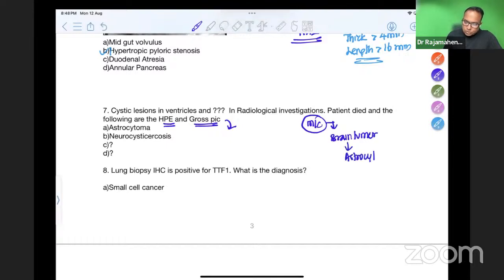astrocytoma. Okay, but astrocytoma is not cystic. It is a solid tumor only. Astrocytoma is not cystic. It is a solid tumor. So if there is a cystic lesion, one option is neurocysticercosis. It can be neurocysticercosis, but I could not get the classical picture and the image.